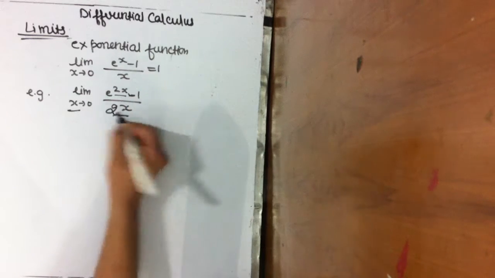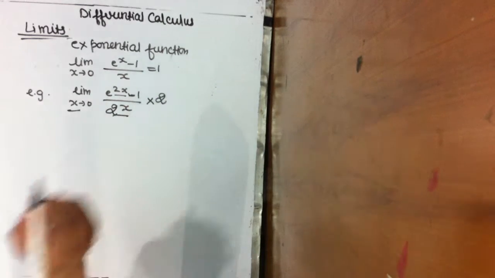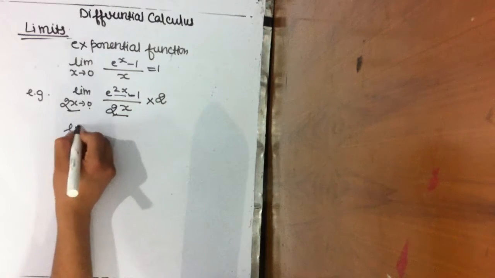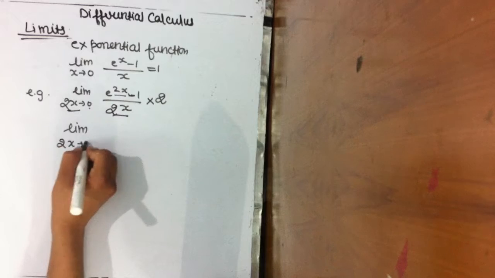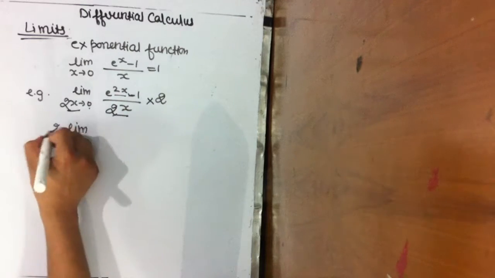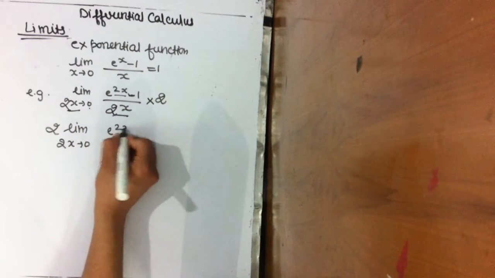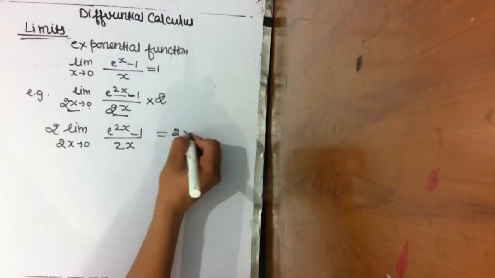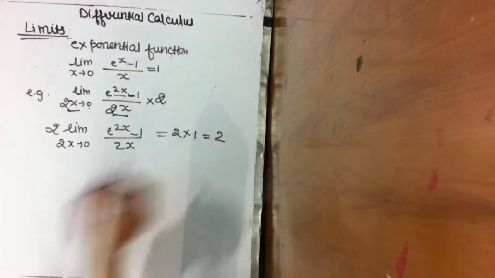So we will multiply the denominator by 2, so the same numerator by 2, and this can be multiplied as this tending to 0. So limit 2x tending to 0, 2 can be treated as common, forming e to the power 2x minus 1 divided by 2x, and this is equivalent to 1. So 2 into 1 is equal to 2.